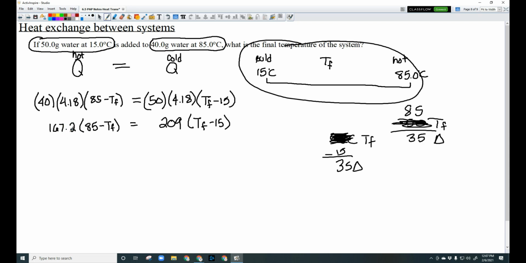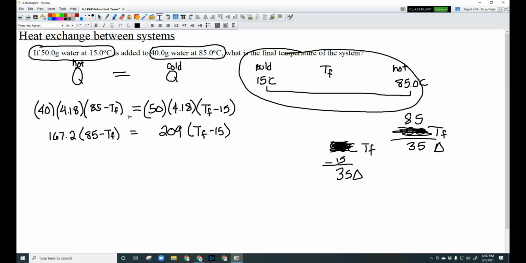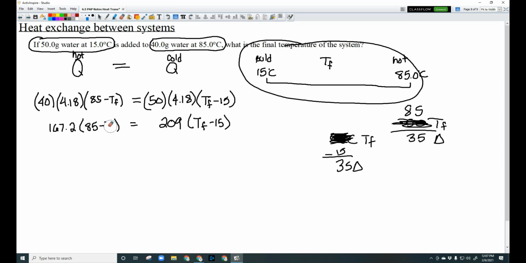Now, let's make this easier on us, and let's not use T final. Let's use a different variable. Let's substitute in X. I want to use X for that. So we're going to say X is equal to T final.